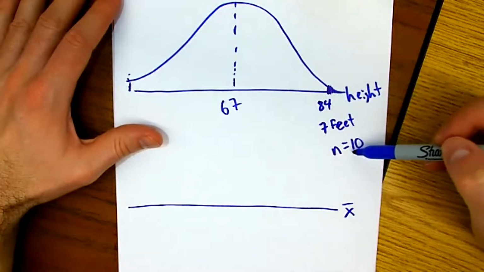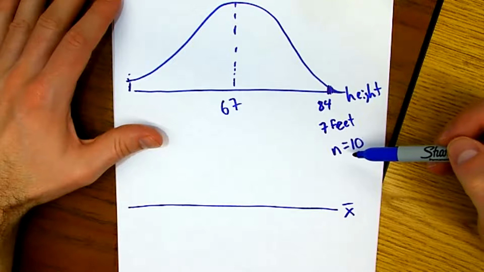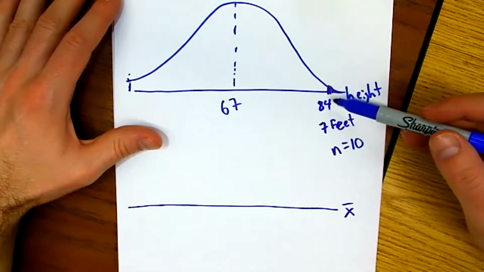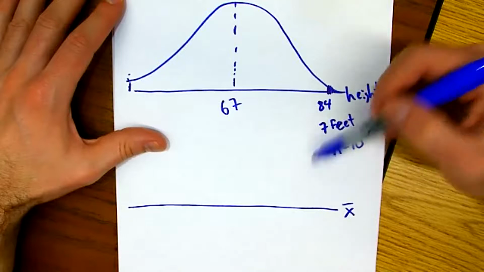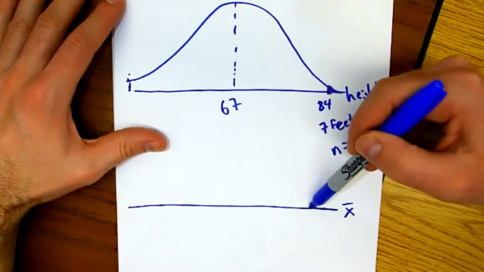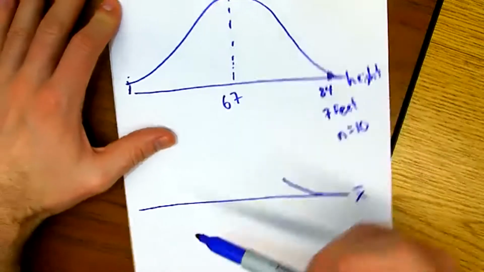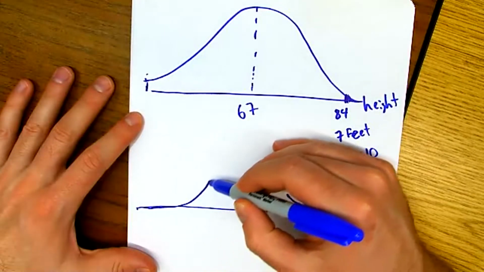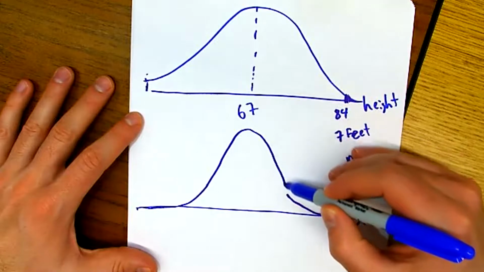Well, what's the probability that I see, over 10 people, the average height or the sample mean for 10 people be 7 feet tall? Not near as likely. In fact, all these higher values aren't as likely as before. Same kind of idea with all these extremely low values; they aren't as likely for me to see if I'm looking at the sample mean of 10 people.